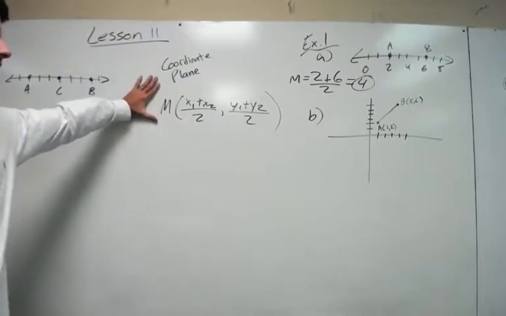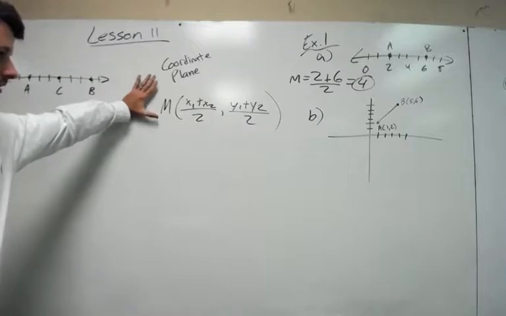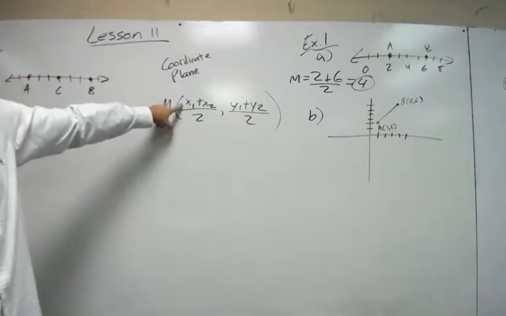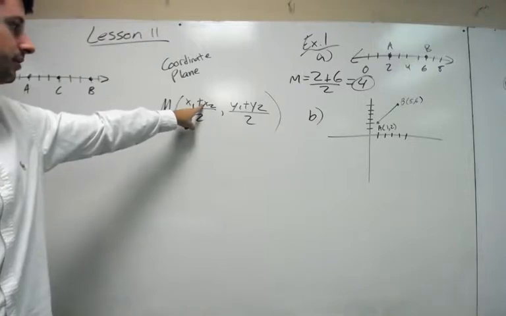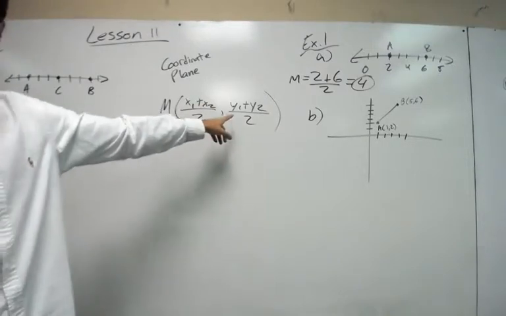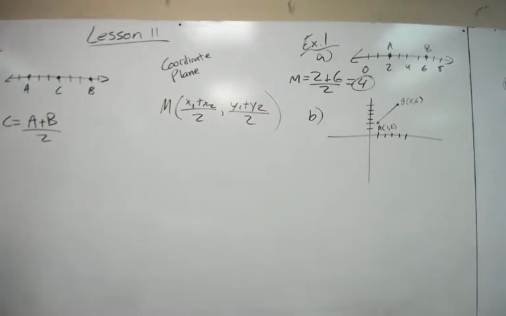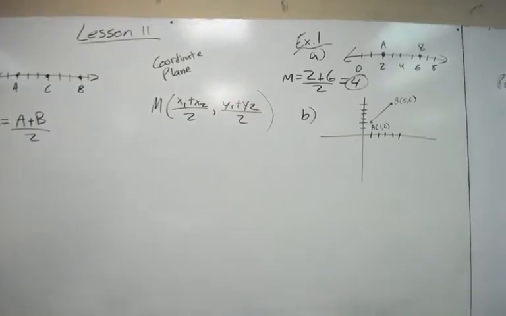Next one is on a coordinate plane. If we're trying to find the midpoint on a coordinate plane, I'll show you the formula and then we'll do a practice problem. The midpoint is x of 1 plus x of 2 divided by 2, y of 1 plus y of 2 divided by 2. That is your midpoint.